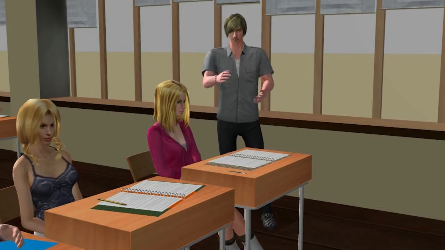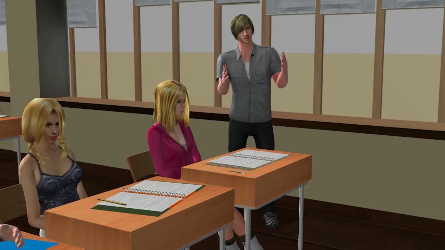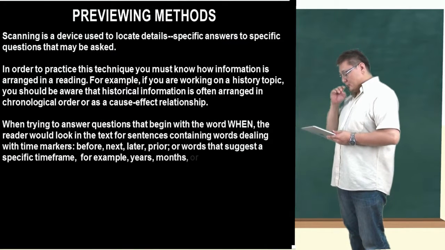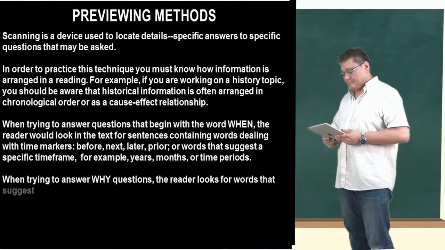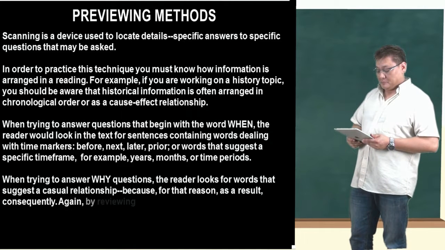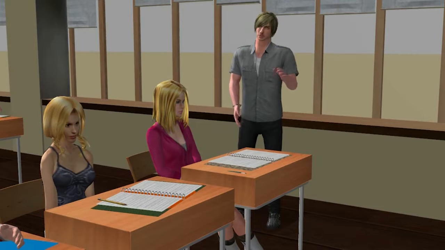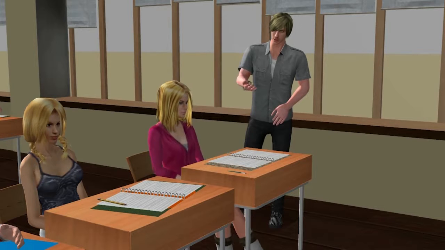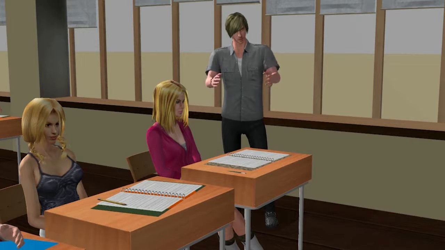When trying to answer questions that begin with the word when, the reader would look in the text for sentences containing words dealing with time markers, before, next, later, prior, or words that suggest a specific time frame, for example, years, months, or time periods. When trying to answer why questions, the reader looks for words that suggest a causal relationship: because, for that reason, as a result, consequently. Again, by reviewing the questions before reading the text, you will have some idea of what you will be learning during that more thorough reading.